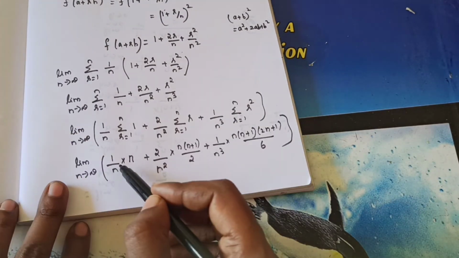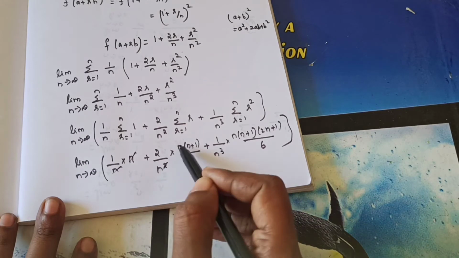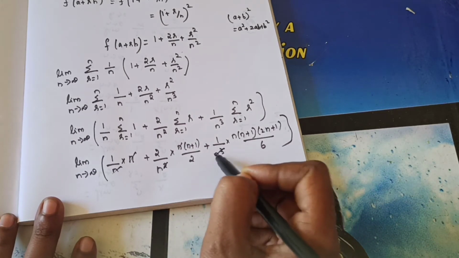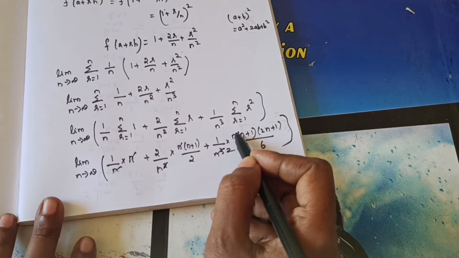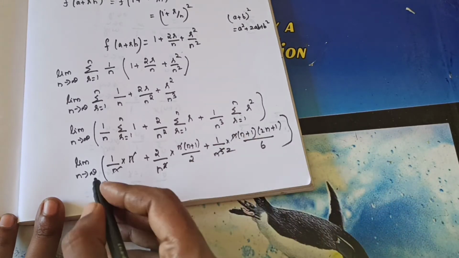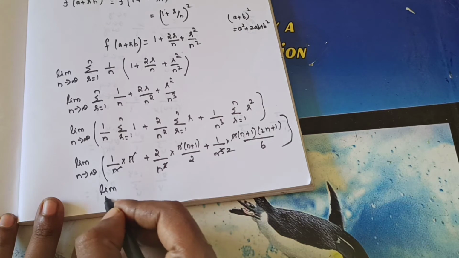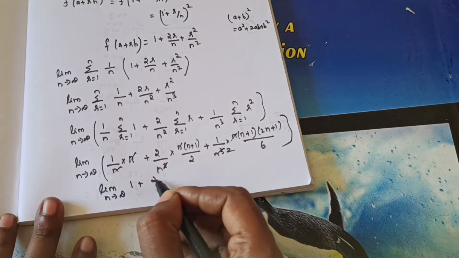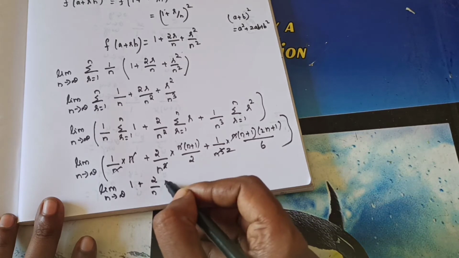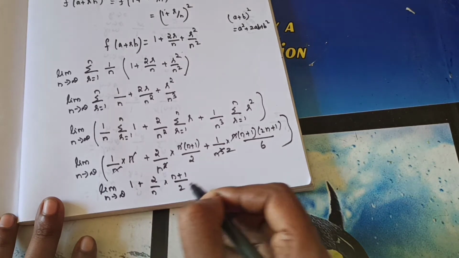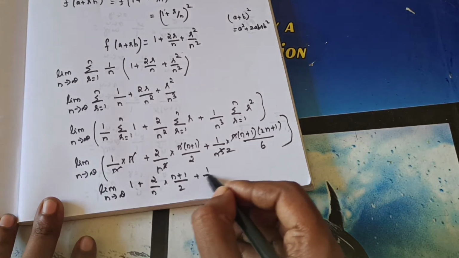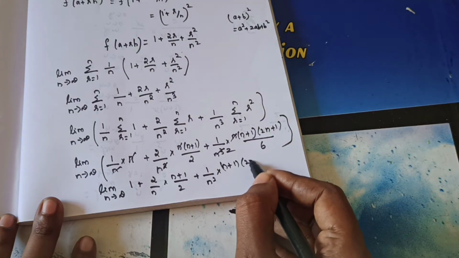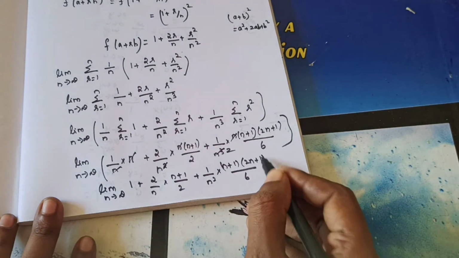So what are the terms that will get cancelled? Here this n and n will cancel. So here 1 and n will go. Here n cube is there, is it right? So it will become n square. Then here this n will get cancelled. So what's the balance? Limit n tends to infinity, 1 will be there, plus 2 by n into n plus 1 by 2 must be there. Then 1 by n square into n plus 1 into 2n plus 1 by 6 must be there.